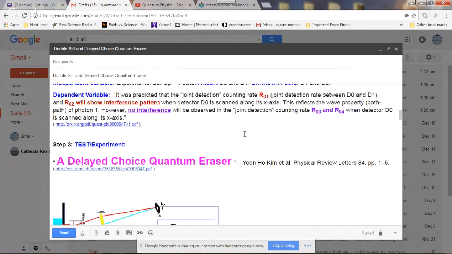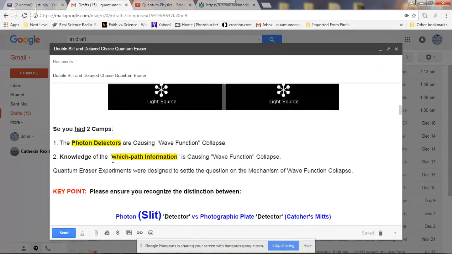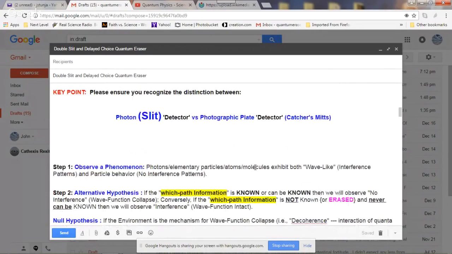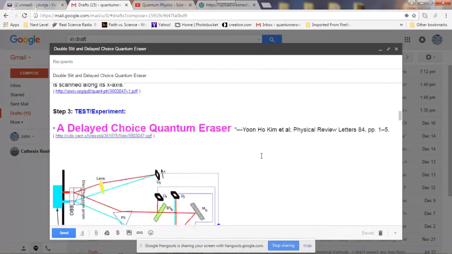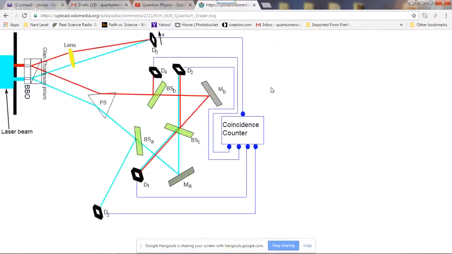So to solve this issue, and to answer which one of the two camps was correct, the delayed choice quantum eraser was devised. Since this is kind of small on my screen, I'm going to switch over to a bigger one. What's going on here? This looks pretty complex, but I'm going to try to break it down, and it should make some sense to you. It's pretty easy once you break it down.